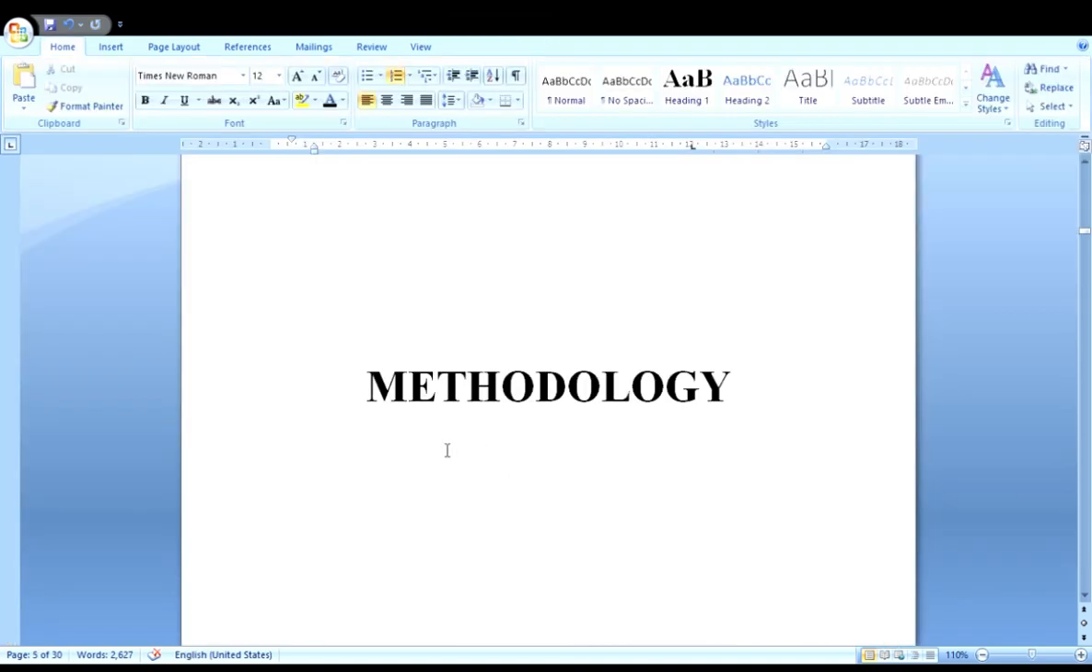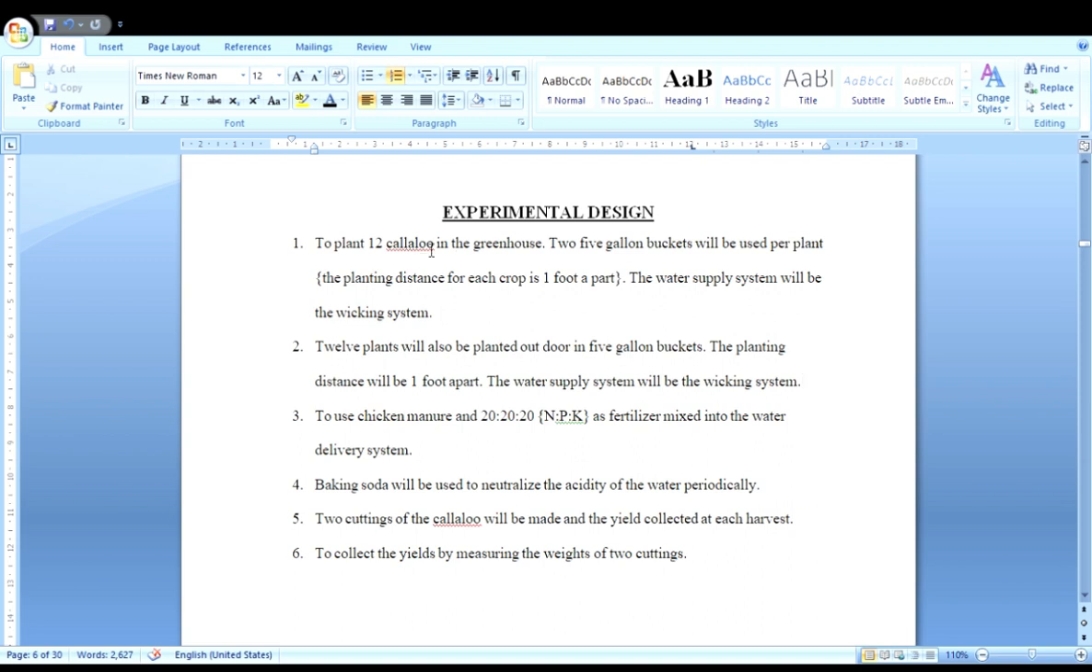So here we are at the methodology page, and as I recommend, each main heading should be on individual pages. So let's go down to the items that are found under the methodology. So of course here we'll see the experimental design. Under this section you will give all the detail of how you will set up the experiment. So you will provide all that detailed information. For example, let's go down and read what we have.